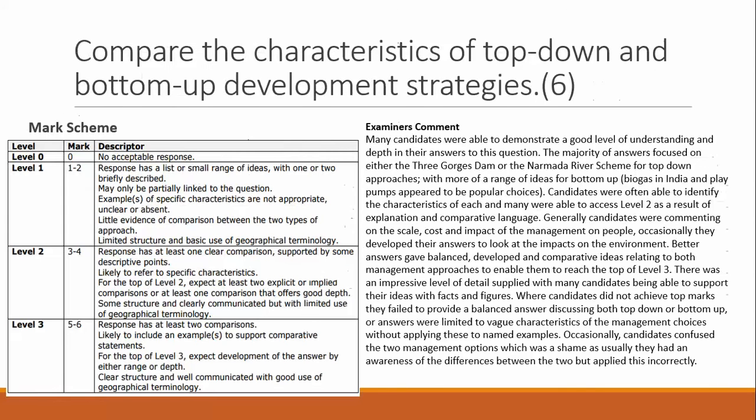The final question was: compare the characteristics of top-down and bottom-up development strategies. Reasons why this question didn't go so well: you didn't get the evidence in to support it, and therefore you didn't get the development. For the top of level 3, expect the development of the answer by either range or depth. So we're looking for some kind of specific examples to really support and hammer home those ideas.